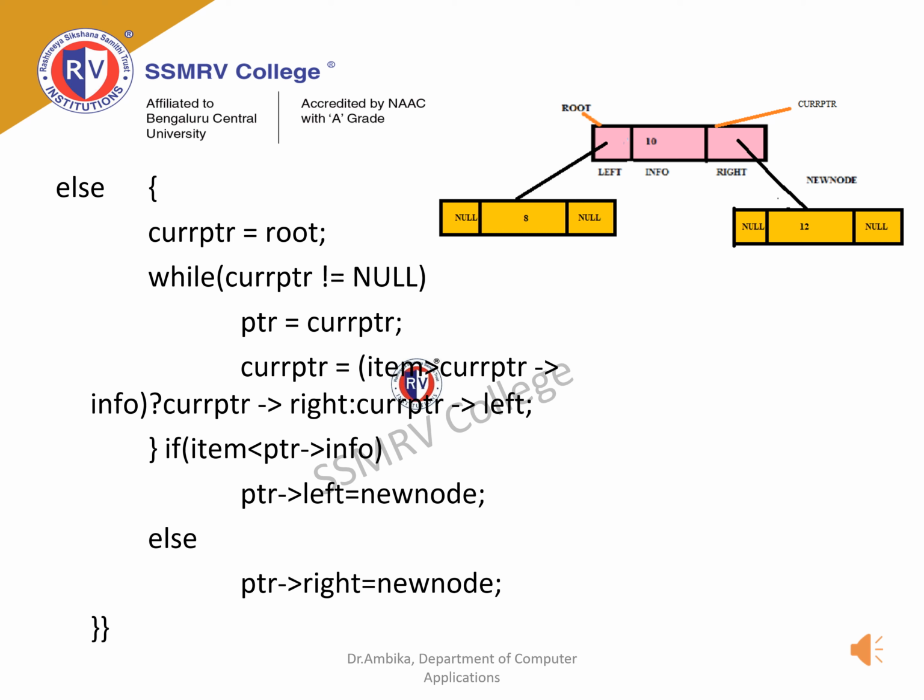The user accepts 8 as the next element. In this case, the if statement is evaluated to be true, and 8 is placed to the left of the root.